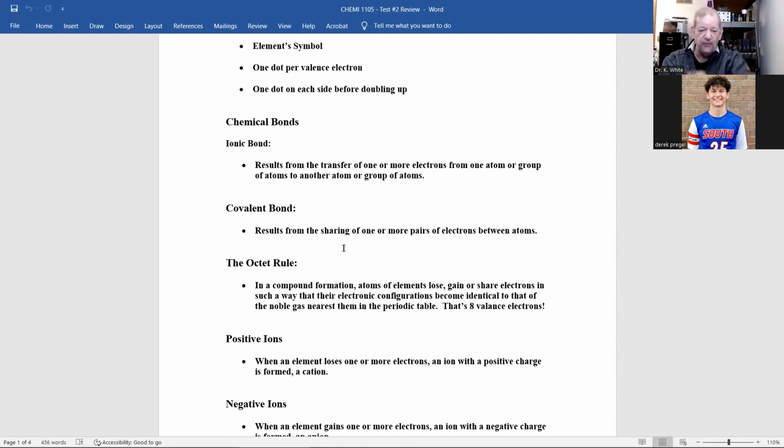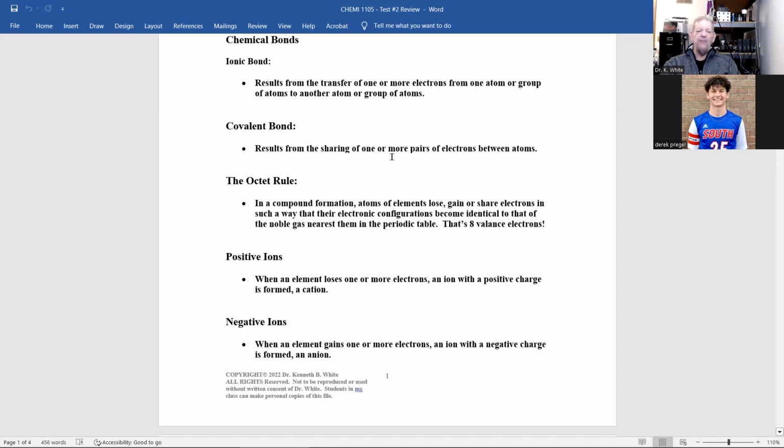Remember, pair means 2. Now, when we're talking about bonding, chemical bonds between atoms in a molecule, they follow the octet rule. I will never ask on a test, what's the octet rule, but you should know how to use it. And that is in compound formation, meaning forming chemical bonds, atoms of elements lose, gain, or share electrons in such a way that their electron configuration becomes identical to that of the noble gas nearest to them. What that really means is they want 8 valence electrons.